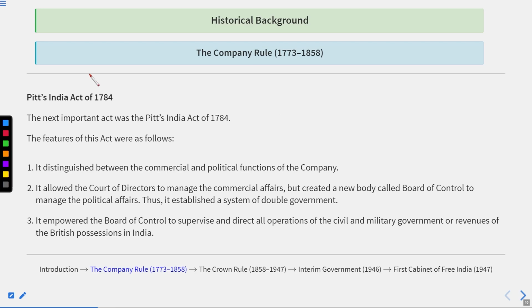So basically, after 1781, in 1784, there is the Pitt's India Act. This is the next important act. The features of this act are, first, it distinguished between the commercial and the political functions of the company. When we talk about the British rule, we know it was basically established by the East India Company, right?